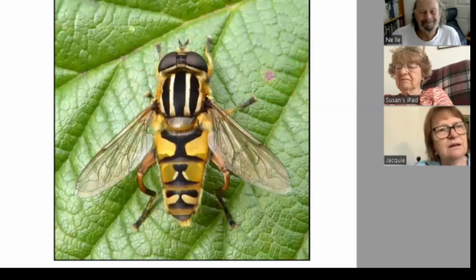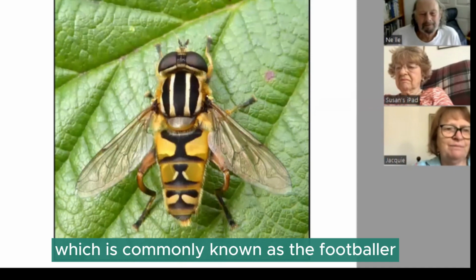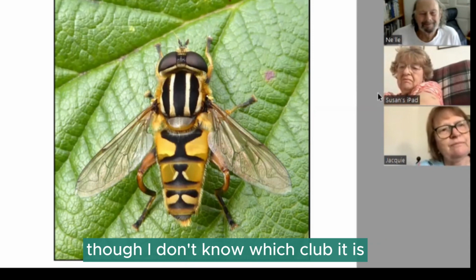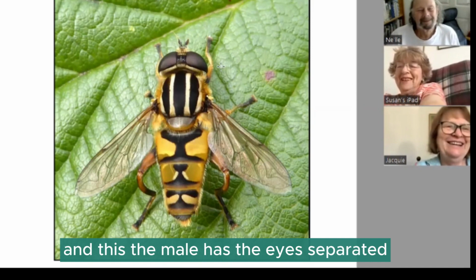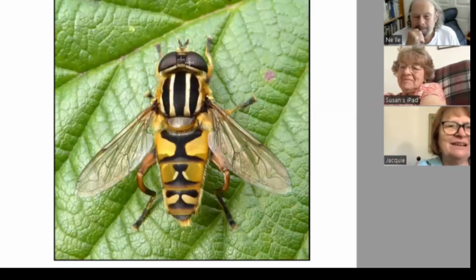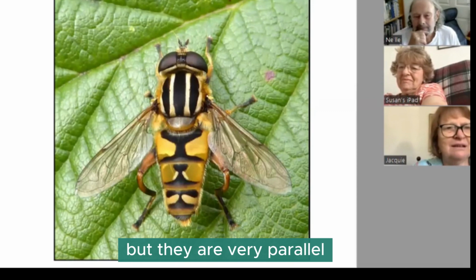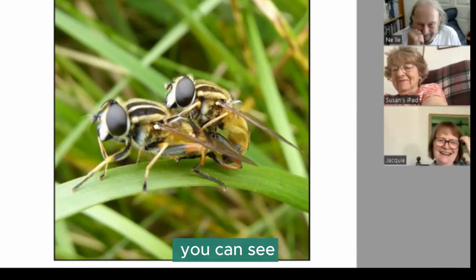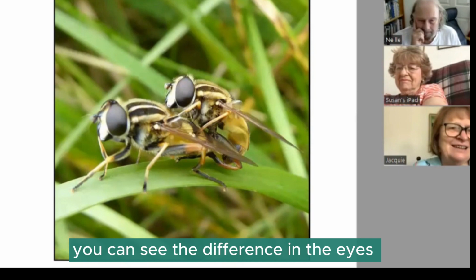This is Helophilus pendulus, which is commonly known as the footballer hoverfly, because its thorax with the stripes on is supposed to resemble a football jersey, though I don't know which club it is, perhaps Hull City, I'm not sure. In this, the male has the eyes separated, but they are very parallel on the top of the head, whereas in the female they aren't. But this is the other way you find out which is which. If you look carefully, you can see the difference in the eyes, with the male obviously on top.